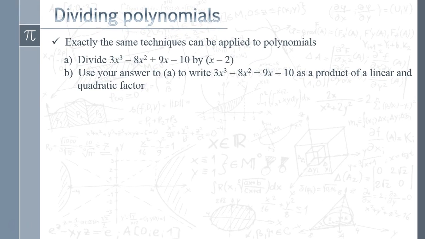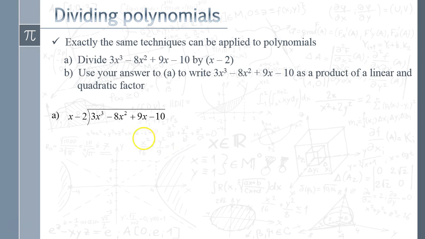So here we go, we've got a question. It says we've got to divide a cubic, 3x cubed minus 8x squared plus 9x minus 10. I'm going to divide that by a linear factor, which is x minus 2. So here we go, there's the bus stop again.